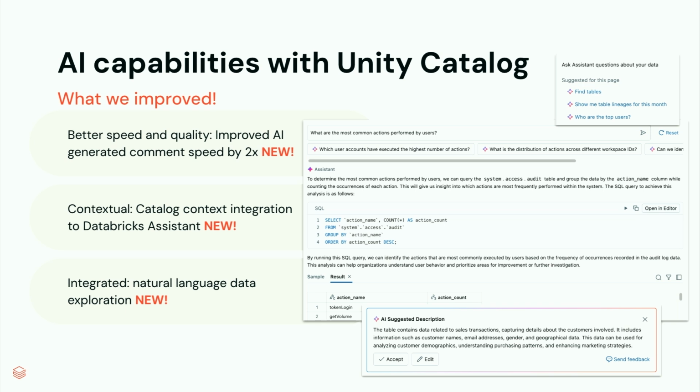The second point is that we want to make your AI assistant contextual. For example, we put your catalog context integration in line with Databricks Assistant so that it saves you back and forth copy paste, and helps boost your productivity. And the last point is that we believe the best AI should be easy to use and integrated into your system. As you just saw, we make quick data exploration with natural language super fast. You don't need to context switch, going to a different surface just to start your query.